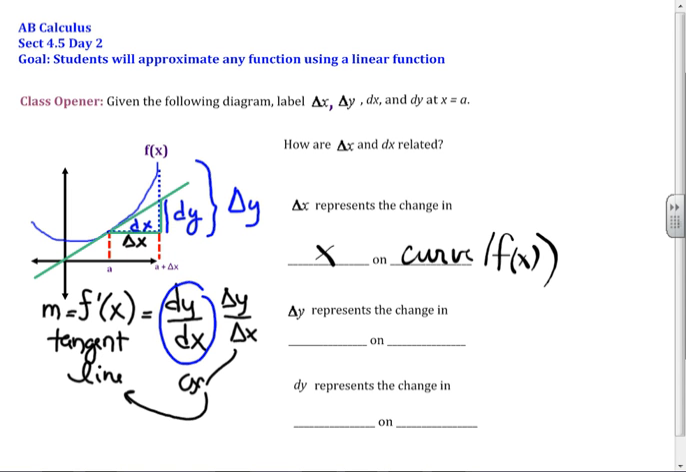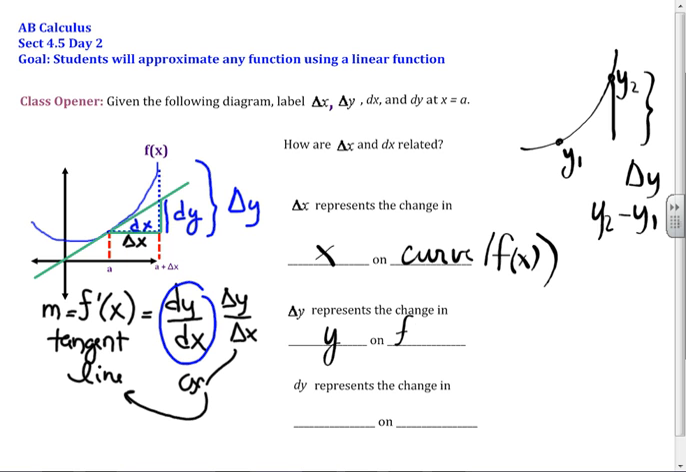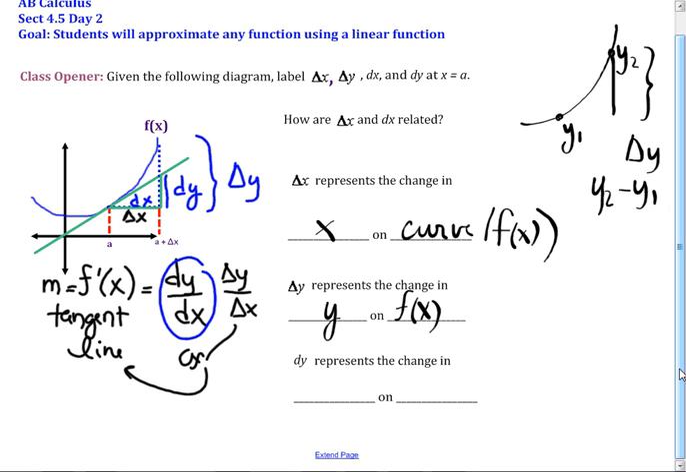Look. Forget calculus for a moment. If this is one y value and this is the other y value, this distance represents the change in the y values, which is y2 minus y1. No calculus at all. That's all stuff you've done before. So delta y represents the change in y on the function. Okay, so that's the real change. That's not an approximation. It's the real deal. What about dy? Y on the tangent line.